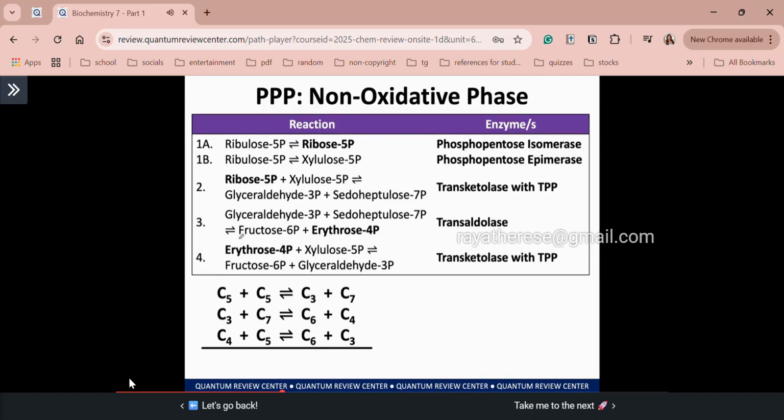Xylulose 5-phosphate, again, another C5 sugar. Now, upon rearrangement, what's our product? Again, G3P, a 3-carbon sugar, plus a 7-carbon sugar in the form of sedoheptulose 7-phosphate. Class, the same rationalization can be applied to our last two chemical equations.